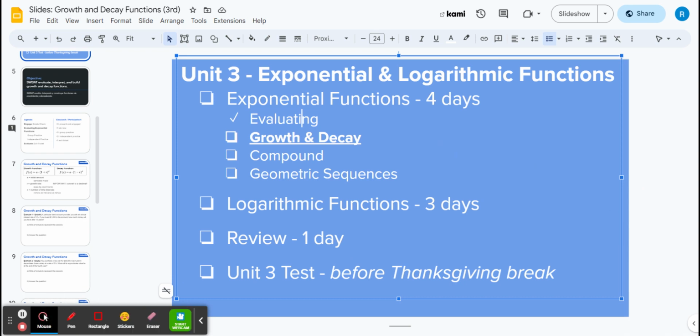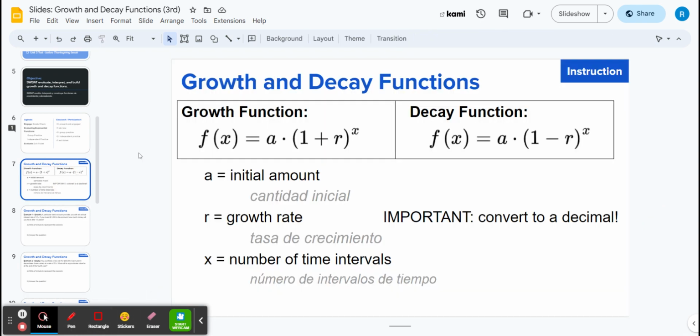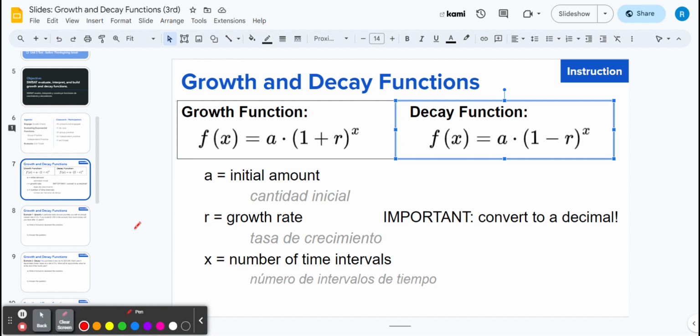The one we're working on today is growth and decay. These can be used to model a variety of situations we'll see in our example problems. But here's where we should start our notes. We should get down these two formulas. The first one being the growth function, that second one being the decay function. And you'll notice that the only difference is that with growth, we are adding an R, and with decay, we are subtracting that R.